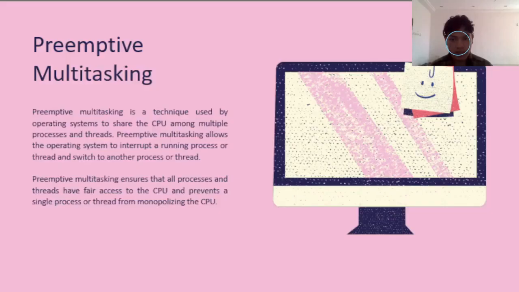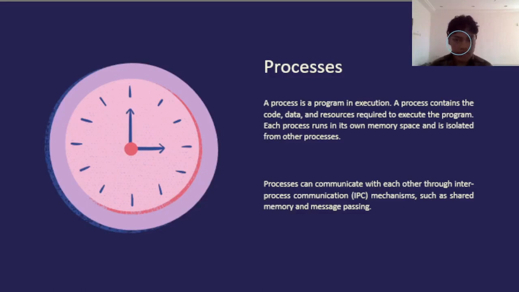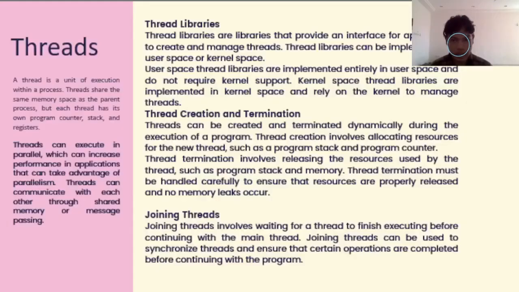The next is preemptive multitasking. Preemptive multitasking allows the operating system to switch between multiple processes or threads, giving the illusion of simultaneous execution. The next is process. A process is an instance of a running program. It includes memory, program code, and resources used by the program. The next is threads. A thread is a lightweight process that can run concurrently with other threads. Multiple threads can run within a single process, allowing for the parallel execution of tasks.